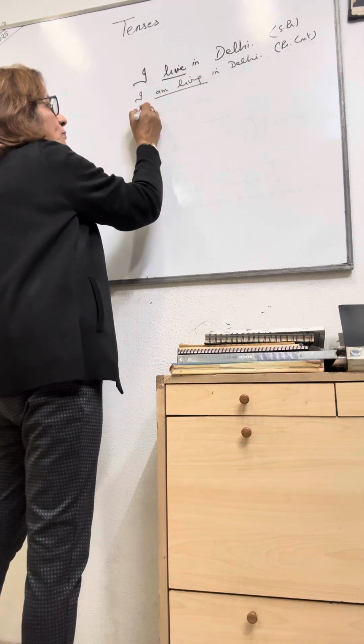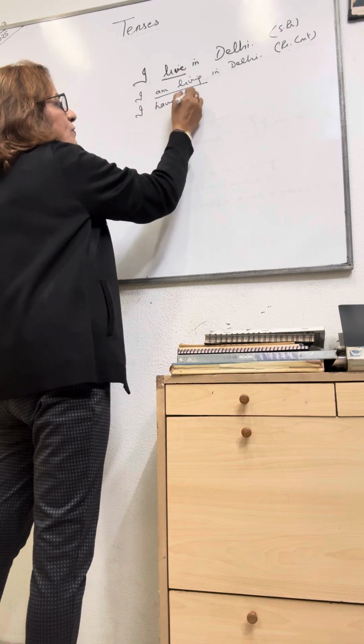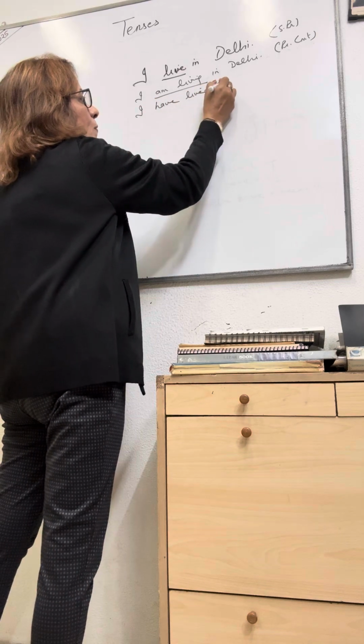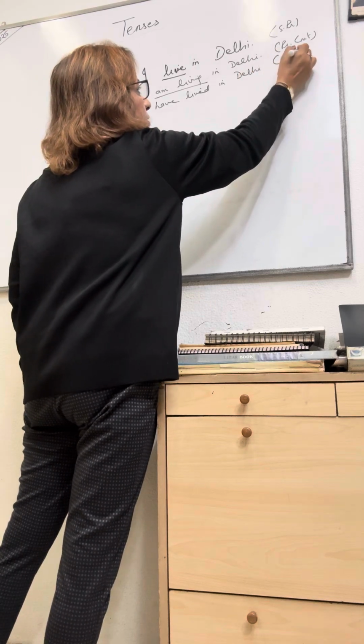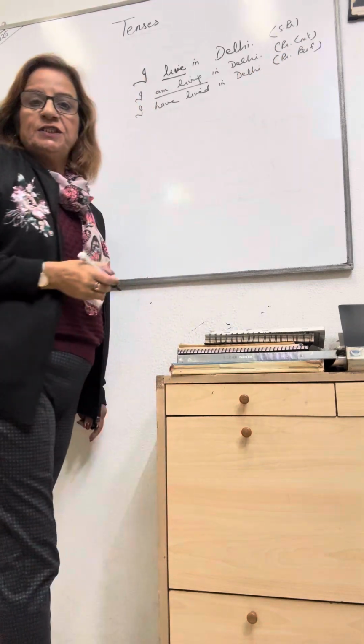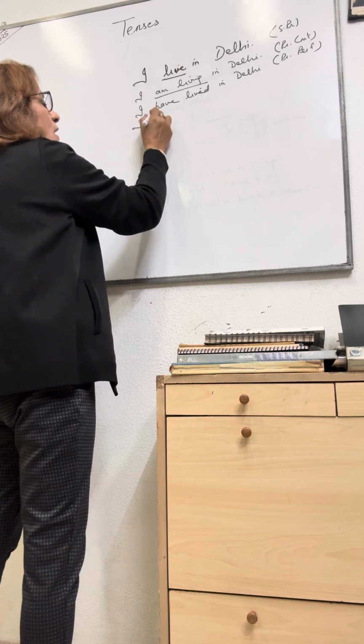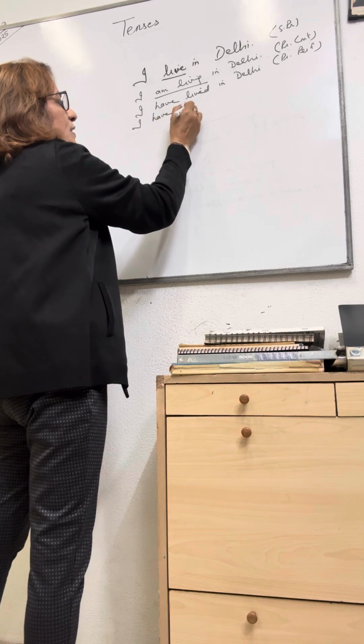Now change it into perfect: I have lived in Delhi. Present perfect. Now change it into present perfect continuous: I have been living in Delhi.